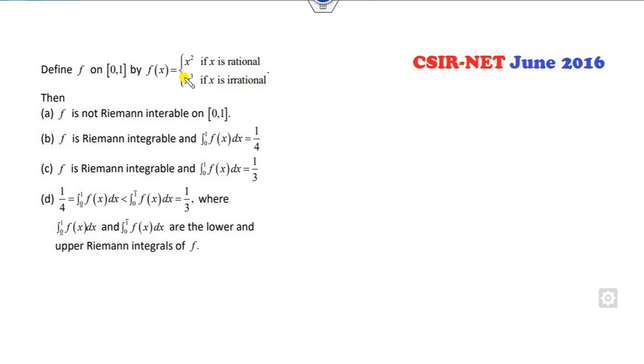Look at this another one. Okay, a function is Riemann and so on.